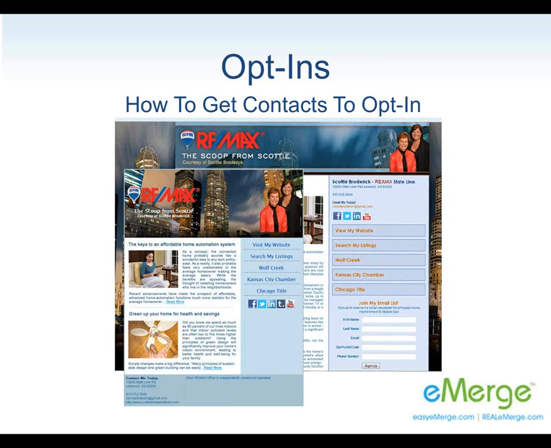For double opt-ins, the eMerge platform is automatically set up so that your form sends an automated response to that new contact to confirm what they signed up for. So, again, it won't take your users by surprise. They're not going to be like, what is this information I'm receiving? They actually had to take that double action in order to start receiving your communication.